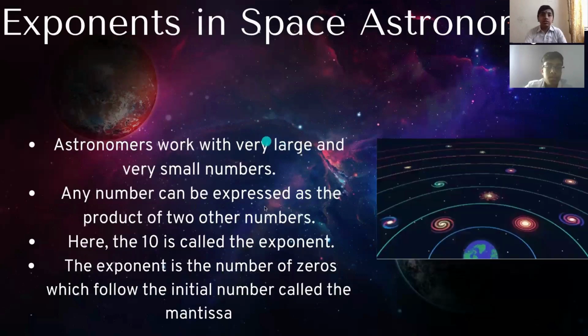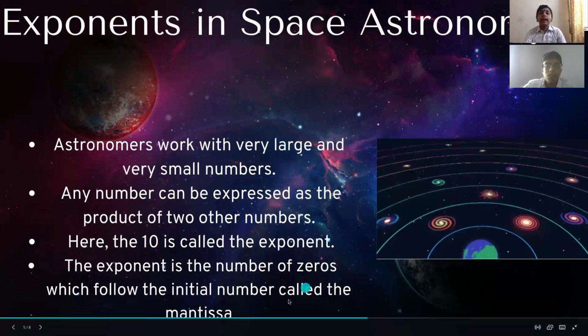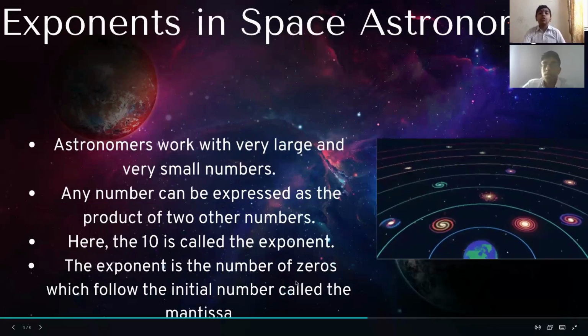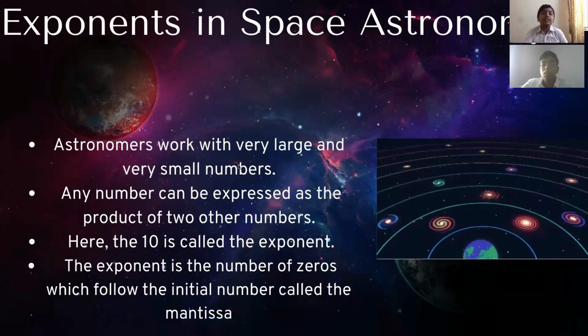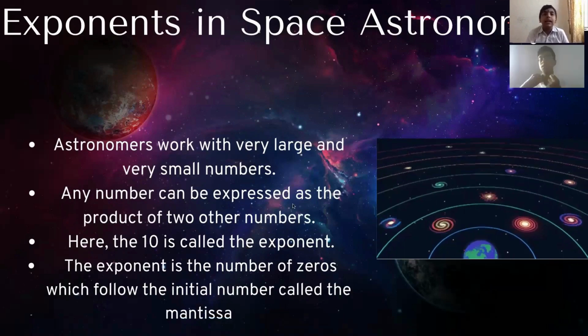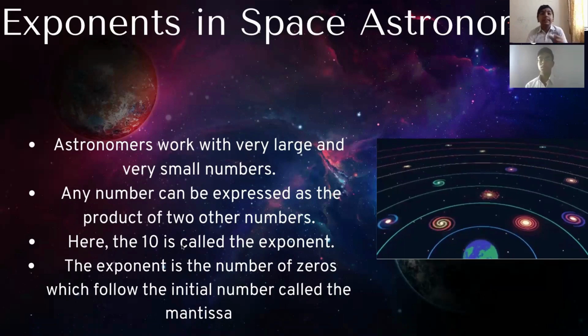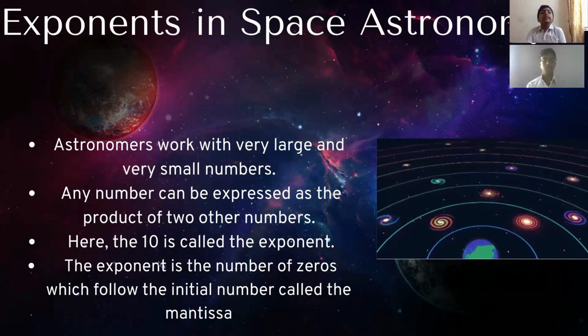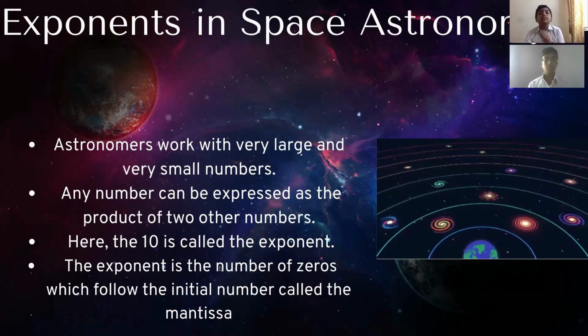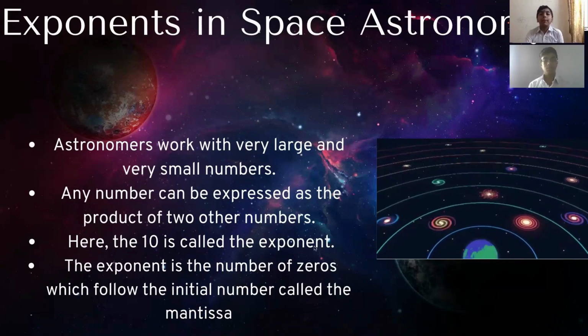Exponent uses in space astronomy. How are exponents used in space astronomy? Astronomers work with very large and very small numbers. Any number can be expressed as the product of two other numbers. Here, the 10 is called the base, and the exponent is the number of zeros which follow the initial number, called the mantissa.